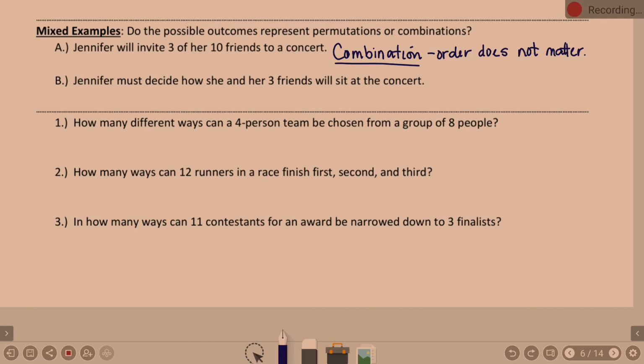Now, change up Jennifer's scenario. Jennifer must decide how she and her 3 friends will sit at the concert. Does order matter here? Yes. Now we're talking about how many arrangements there are for Jennifer and her 3 friends. Is it Jennifer, friend A, friend B, friend C? Is it friend A, Jennifer, friend B, friend C? So this is a scenario where it's a permutation because order matters.